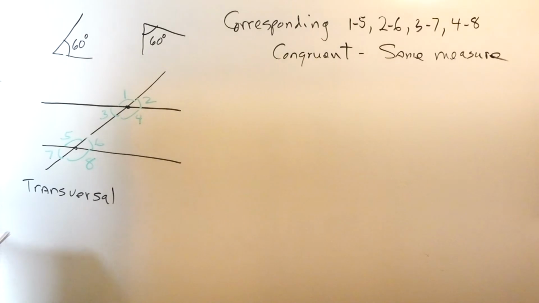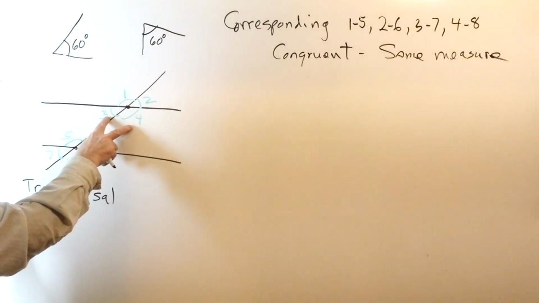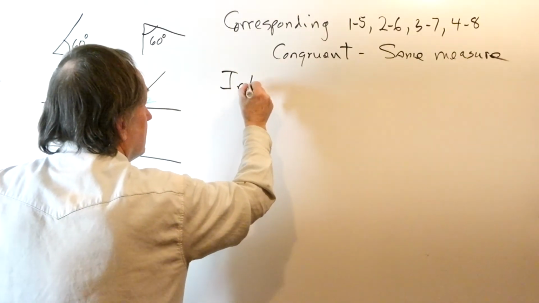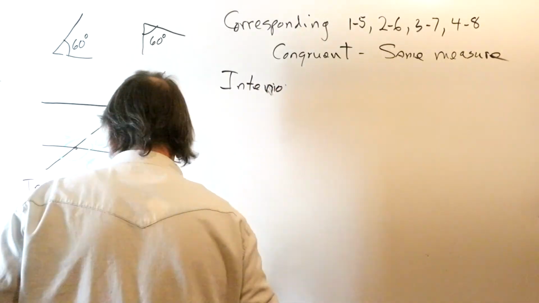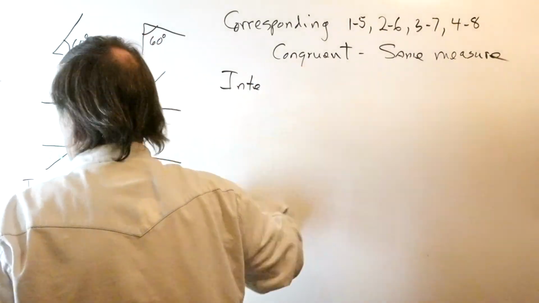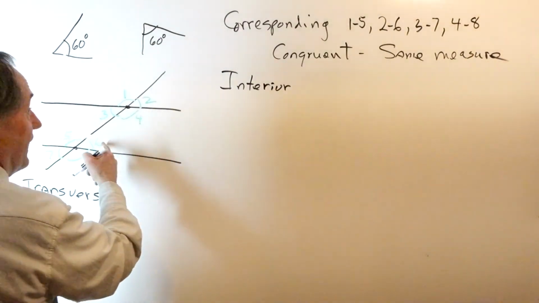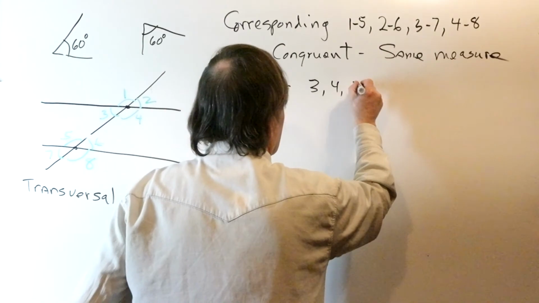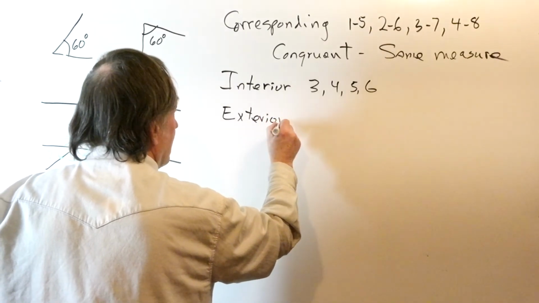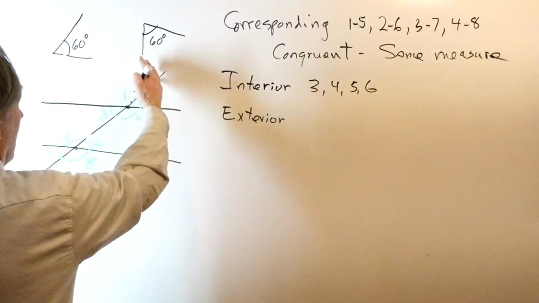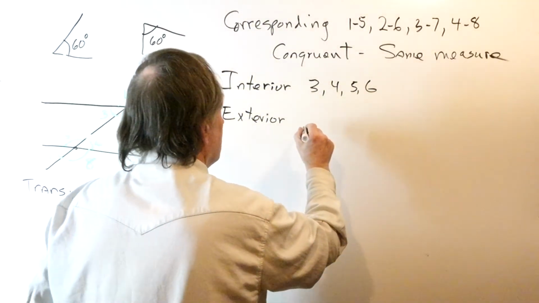Now, angles that lie between the two parallel lines, between them, are called the interior angles. So the interior angles will be 3, 4, 5, and 6. The exterior angles, as you might guess, are the angles outside of the two parallel lines. In this case, it's 1, 2, 7, and 8.